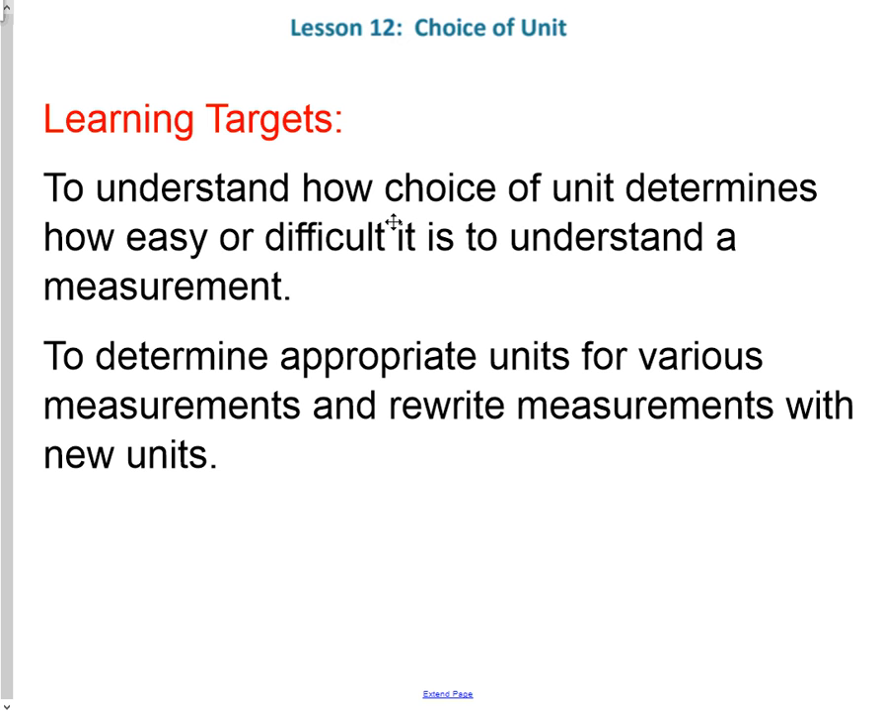Choice of units is what our title is for section 12. We're in chapter 4, towards the end of our chapter on exponents. This one is going to be working on these two learning targets: to understand how choice of unit determines how easily or difficult it is to understand a measurement, and also to determine appropriate units for various measurements and rewrite measurements with new units. In the second one, we'll be doing some multiplying and dividing with scientific notation, which is something we've done previously.